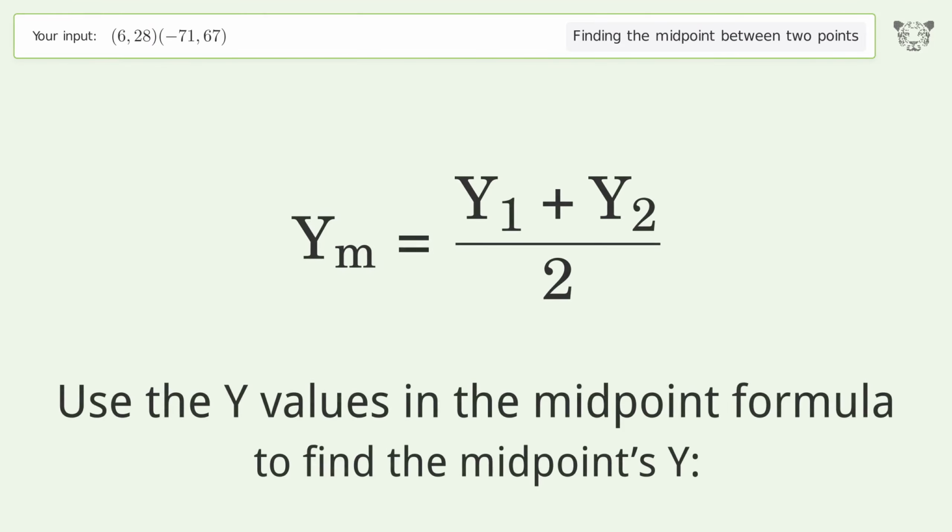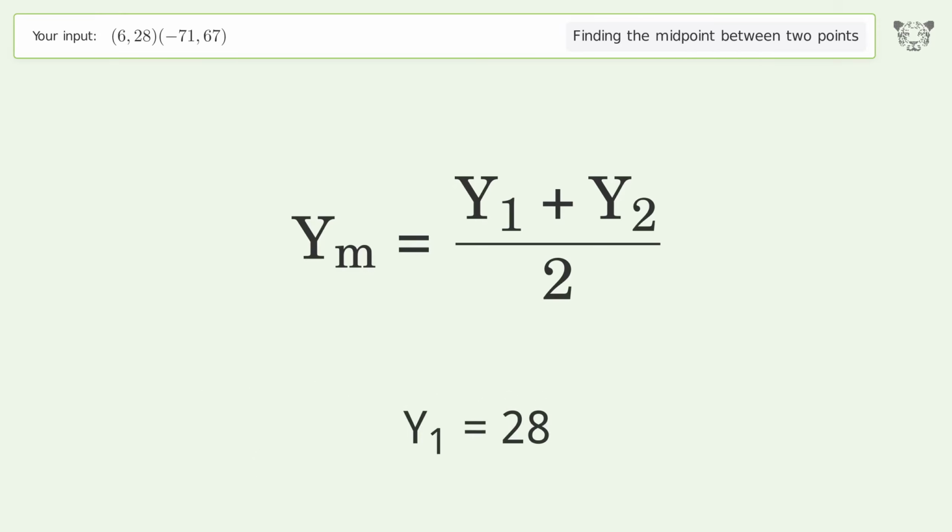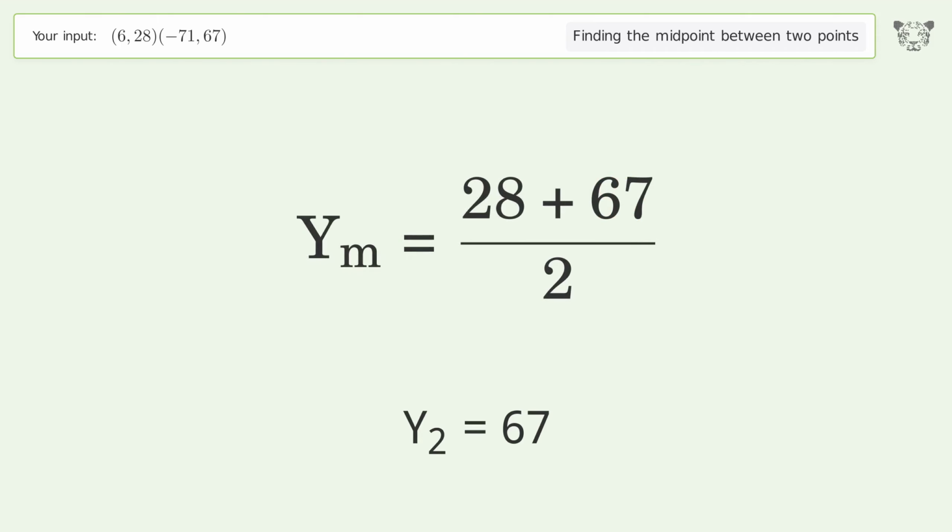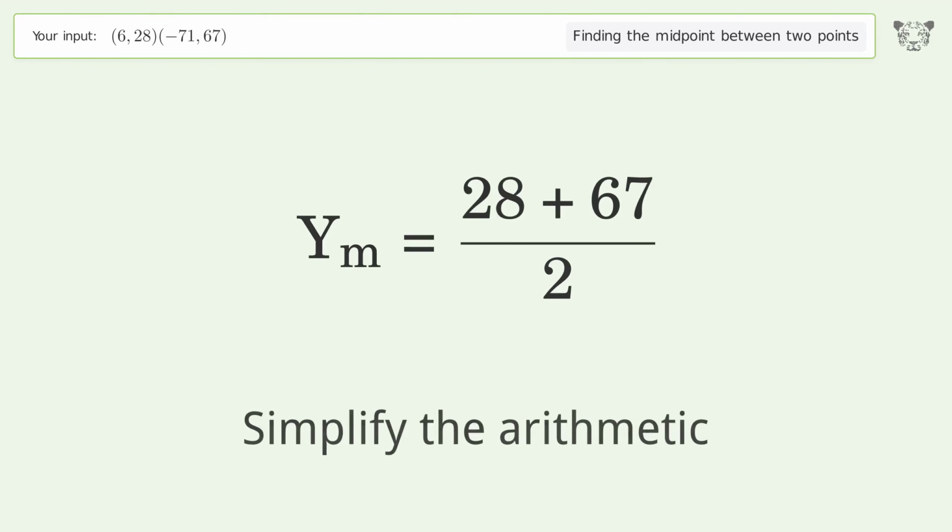Use the y values in the midpoint formula to find the midpoint's y. y1 equals 28. y2 equals 67. Simplify the arithmetic.